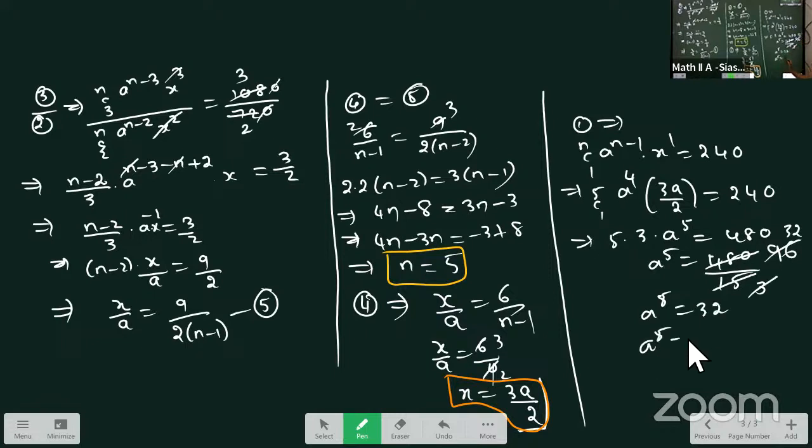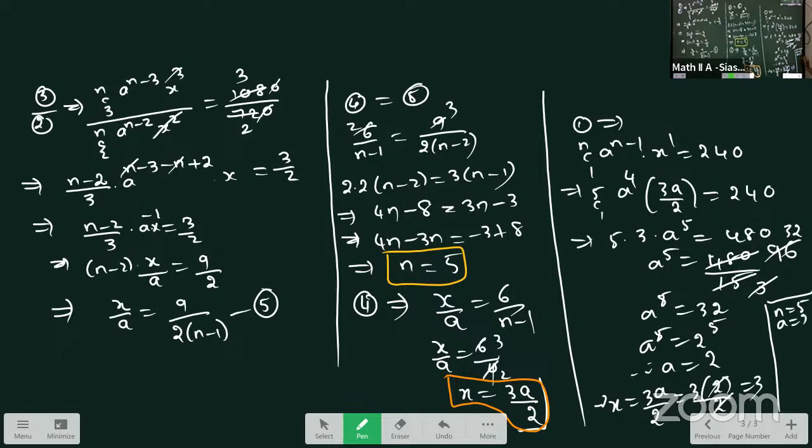A power 5 is equals to 32. We can write 2 to the power 5. Therefore, we got a is equals to 2, because when powers are equal, we can equate the bases. Now substitute a value in x is equals to 3a by 2. Therefore, x is equals to 3 into 2 by 2. You can cancel 2 and 2. So we got x is equals to 3. So finally we have all three values. What are the three values? N is equals to 5, a is equals to 2, and x is equals to 3. This is your final answer.